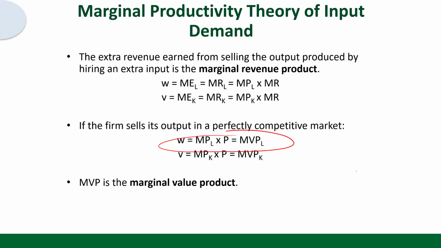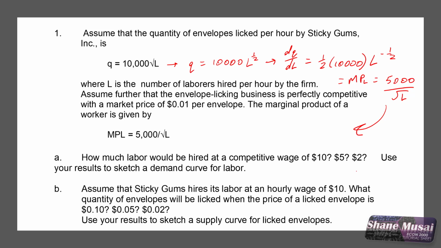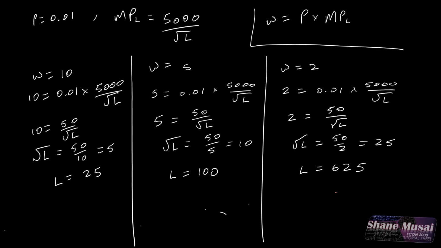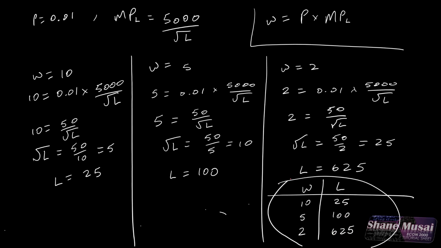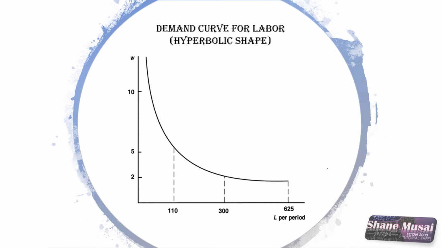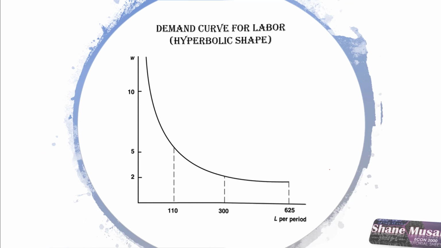The question also says, use your results to sketch a demand curve for labor. So we would use wage and labor. When the wage is 10, 5, and 2, labor was 25, 100, and 625 respectively. If you sketch this, you would get this graph, and this is your demand curve for labor. It's a hyperbolic shape.